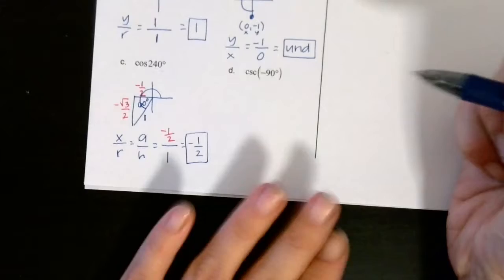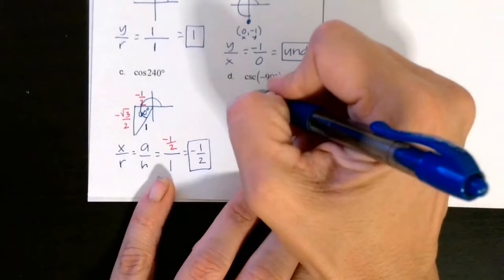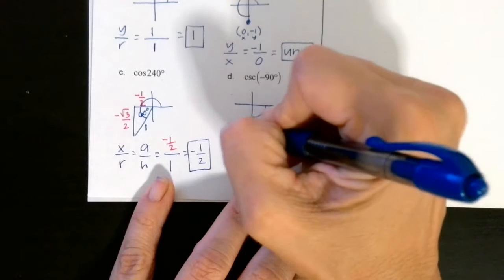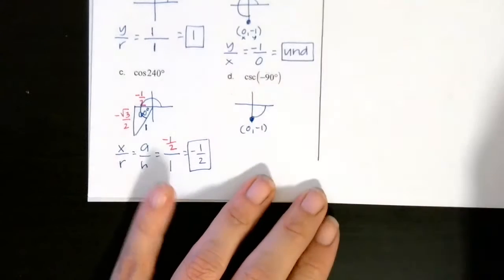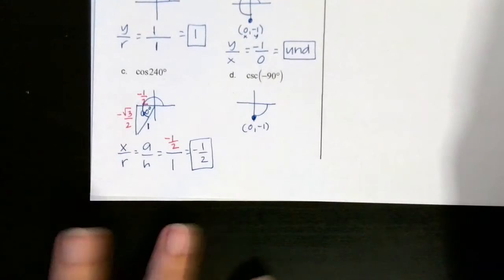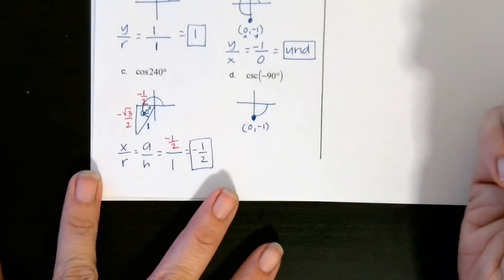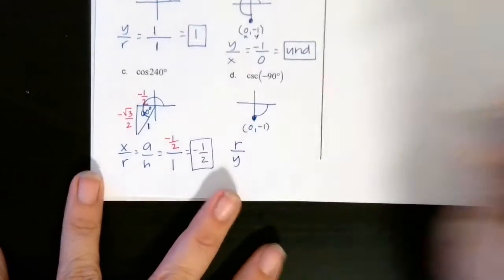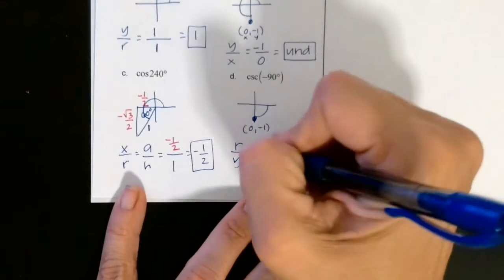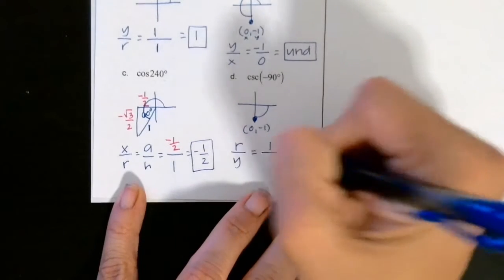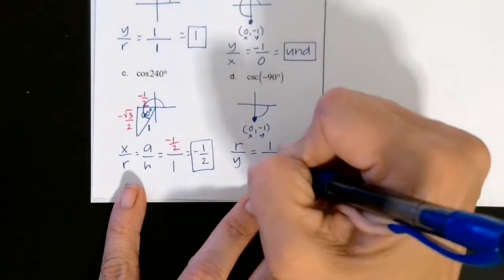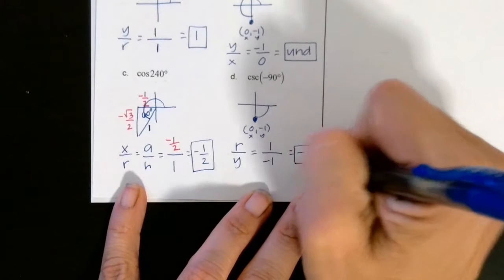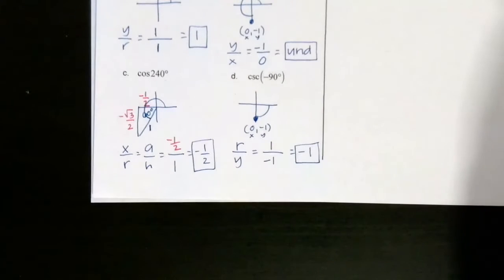Moving on to the next one, cosecant of -90. So -90 is here. I'm still down in the negatives, so it's 0, -1. Cosecant goes with sine. Sine is y over r, so this is r over y. The radius is always equal to 1 on the unit circle, and then my y value is equal to -1, so the cosecant of -90 is -1.